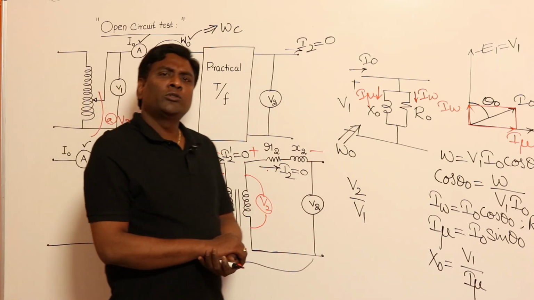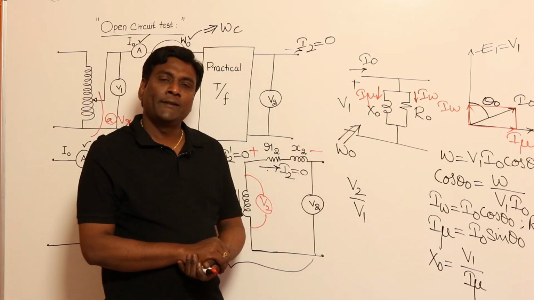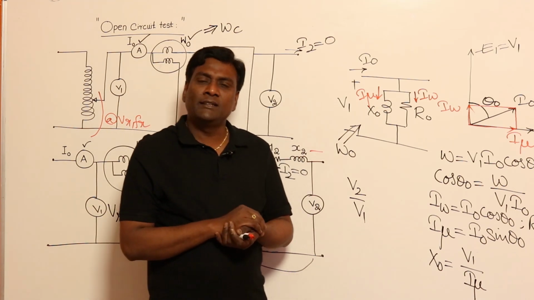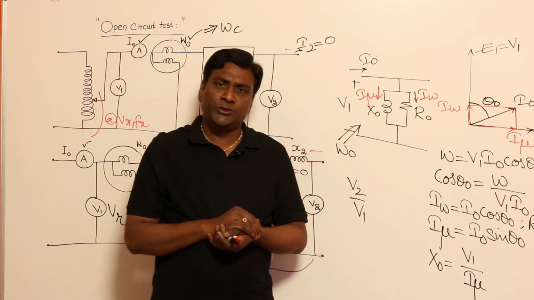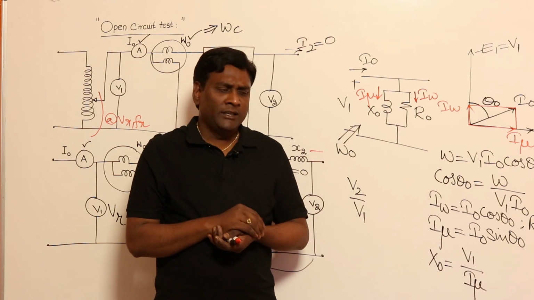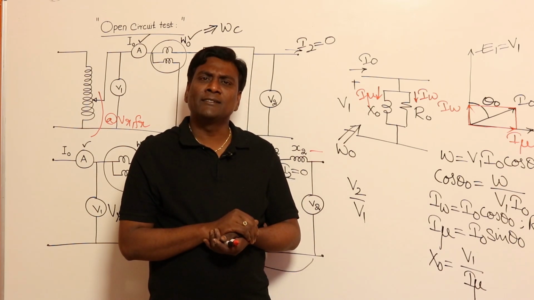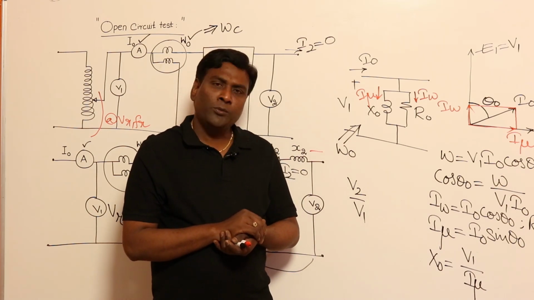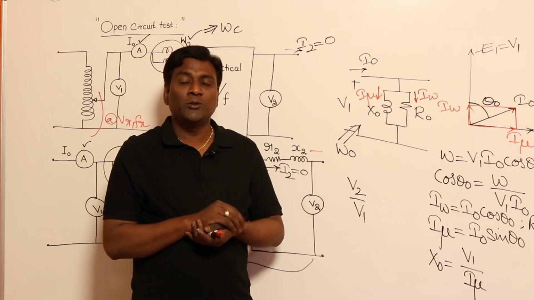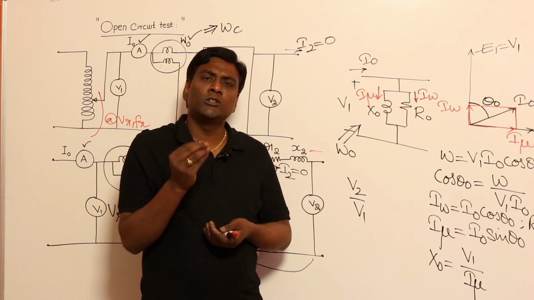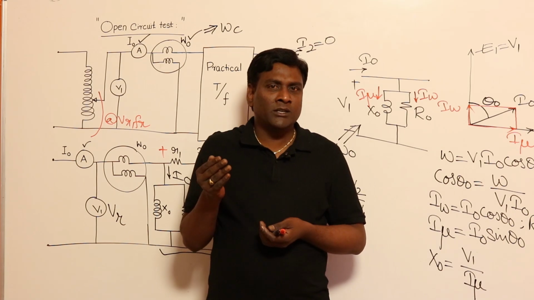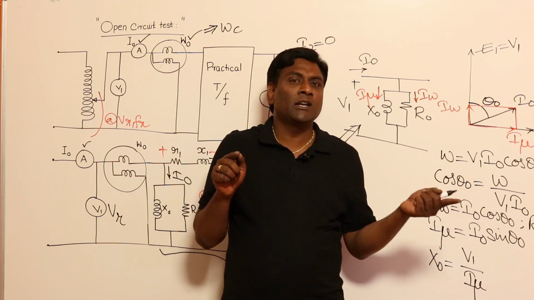About the turns ratio I have to tell you one thing. Different textbooks say that N2 by N1 is the turns ratio, or N1 by N2, and people also define the turns ratio in terms of A or K. Now, a transformer is a bilateral device. For example, take a 1000 volts by 100 volts transformer. If you supply 1000 volts, it will give 100 volts.